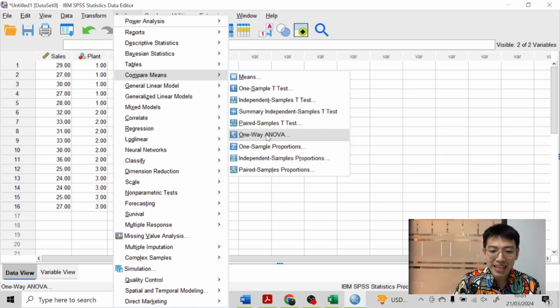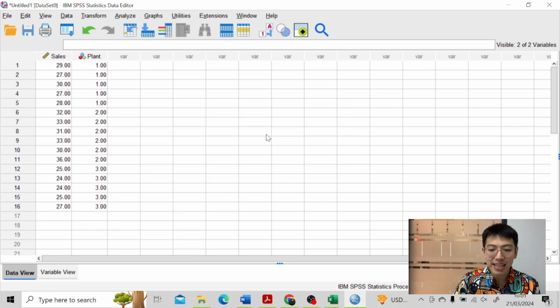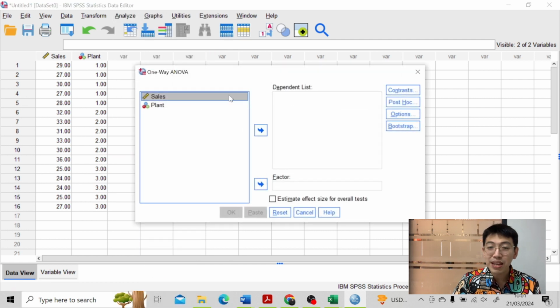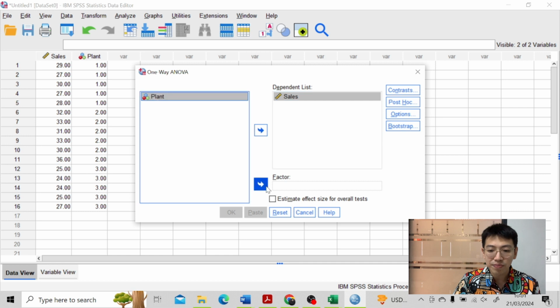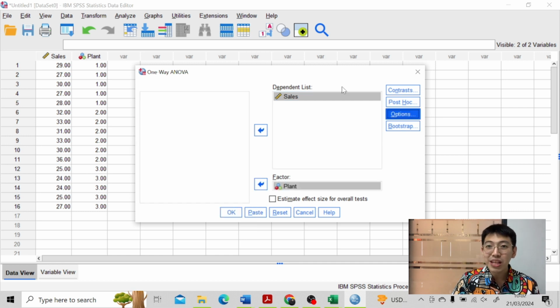Okay, after analyze, compare means, one-way ANOVA, click it. Move the variables that we want to know the difference of. It is the sales, move it to the dependent list, and also the factor. This is the group. We have put the group in the plant column, right? Group 1 is Plan 1, group 2 is Plan 2, and group 3 is Plan 3. Move it here. By the way, guys, we know the significance level is 5%, right? If it is not 5%, actually you can change the significance level here.